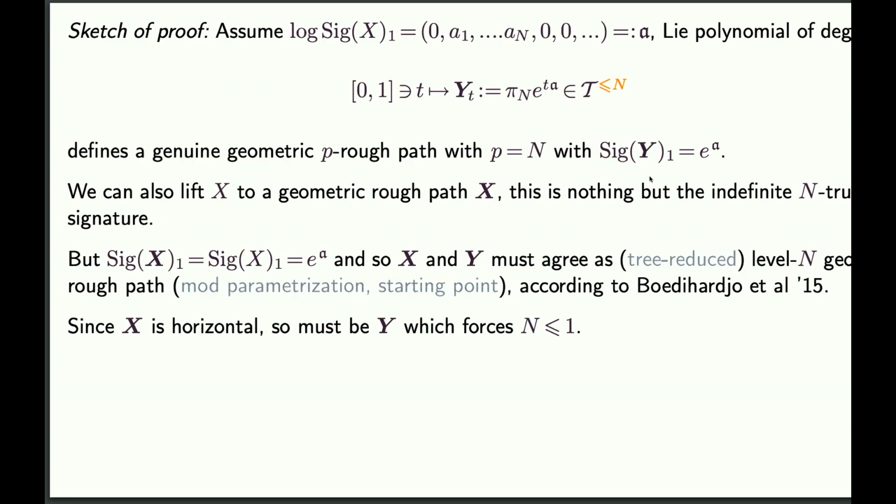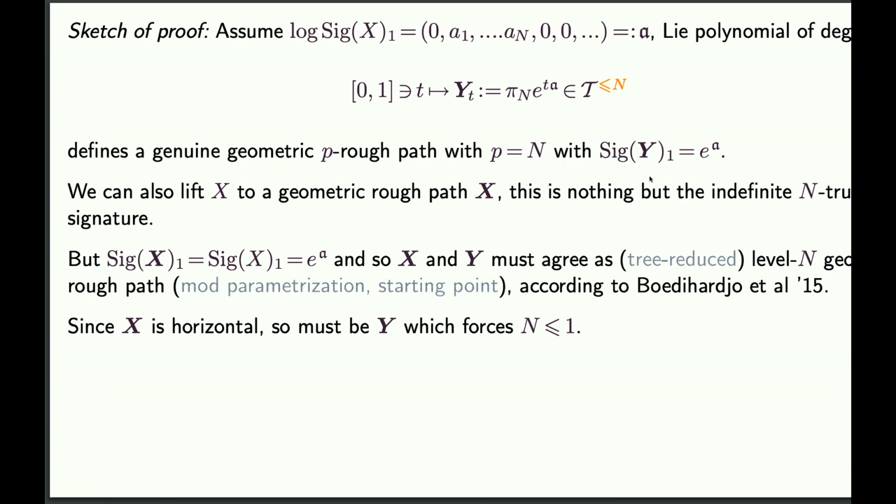And so now these two are the same as rough paths, but X here as a canonical lift is somehow a horizontal path. It stays tangent to the span of the generating vector fields, and so must be Y, and that forces n to be less than or equal to 1. So there's a quick use of rough paths to prove a structural theorem on the log signature for a PV path.